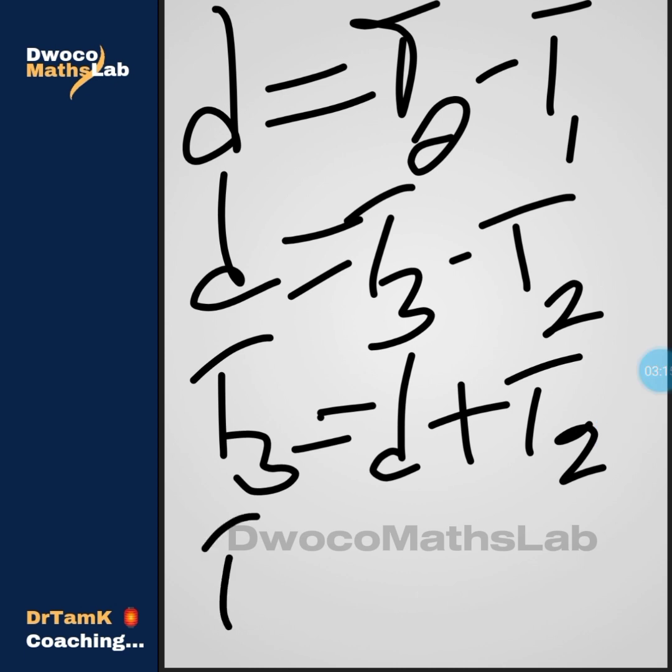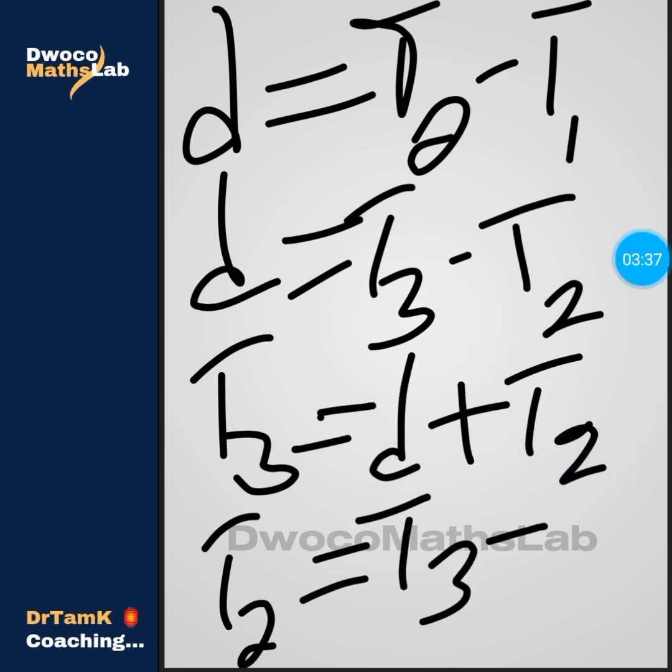Now, your second term, T2, is also equal to, from here you can make some formula, T3 minus D. That can give you your T2. Is it clear? Because obviously your T3 is bigger than T2, so your T2 is T3 minus the common difference. Is that clear to you? Now I'm going to come back and show you my example on that.